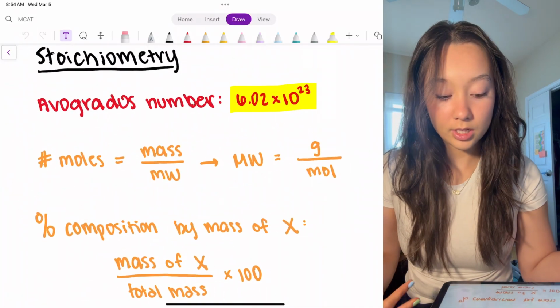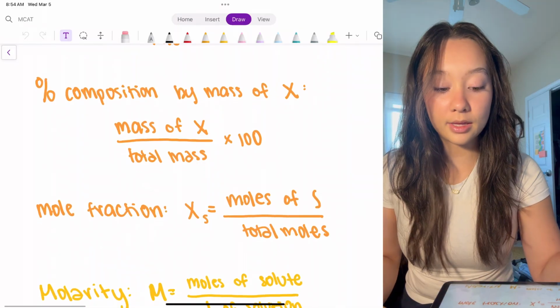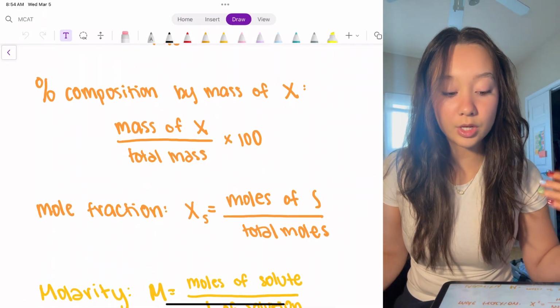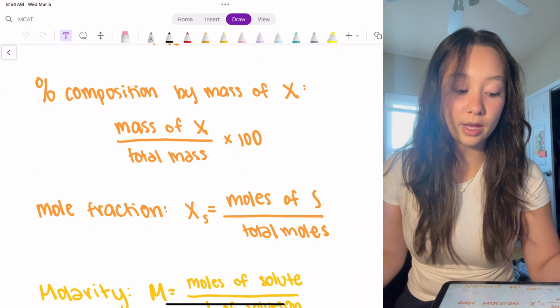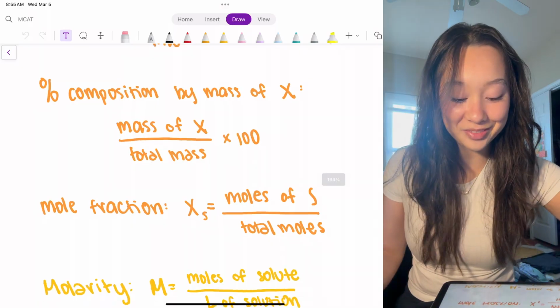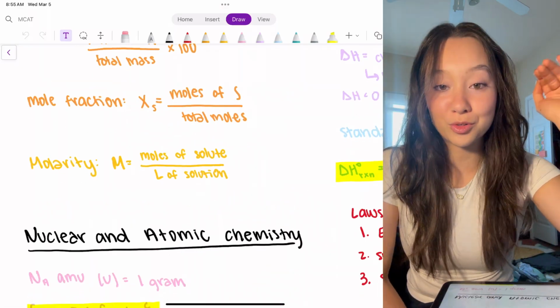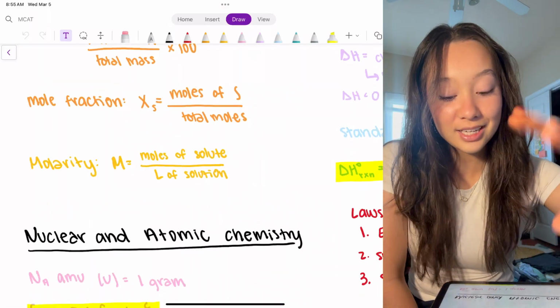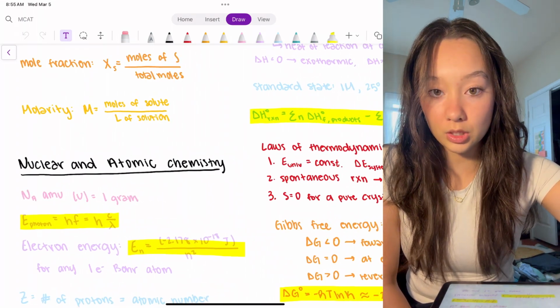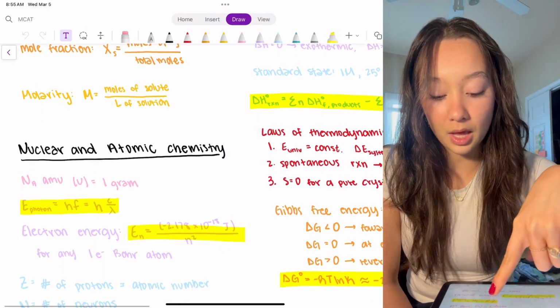Classic chemistry right here. Percent composition by mass: mass of X over total mass times 100. Pretty self-explanatory. Mole fraction, moles of X over the total moles. Again, kind of self-explanatory. Molarity is moles over volume, so moles over liter. And molality is not on here, but that is moles over kilograms. Sometimes I'll ask about that.